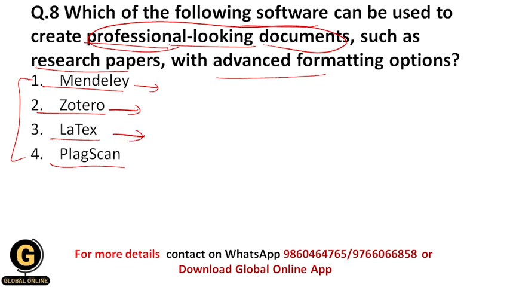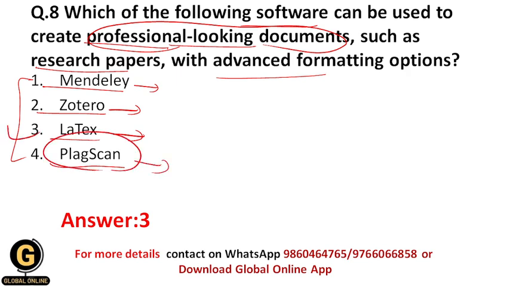LaTeX is a paper formatting software, and it has a typesetting system. It has features for production of technical and scientific documentation, and it is the de facto standard for communication and publication of scientific documents. That's why LaTeX is a kind of software that we can use to create professional looking documents like research papers, and it also has advanced formatting options. So this should be your correct answer, that is LaTeX.